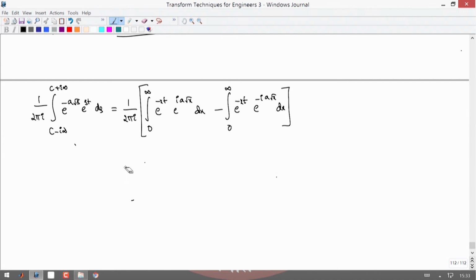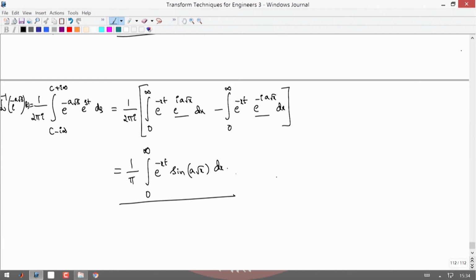So what is this value? This value is actually the integral value you are looking for, the Laplace inversion of the function e^(-a√s) as a function of t. So this is equal to 1 by pi times the integral from 0 to infinity of e^(-xt), and this minus this will give me 2i times sin(a√x) dx. So this is the integral you still need to evaluate. If you evaluate this one, I know what the Laplace inversion of this is.